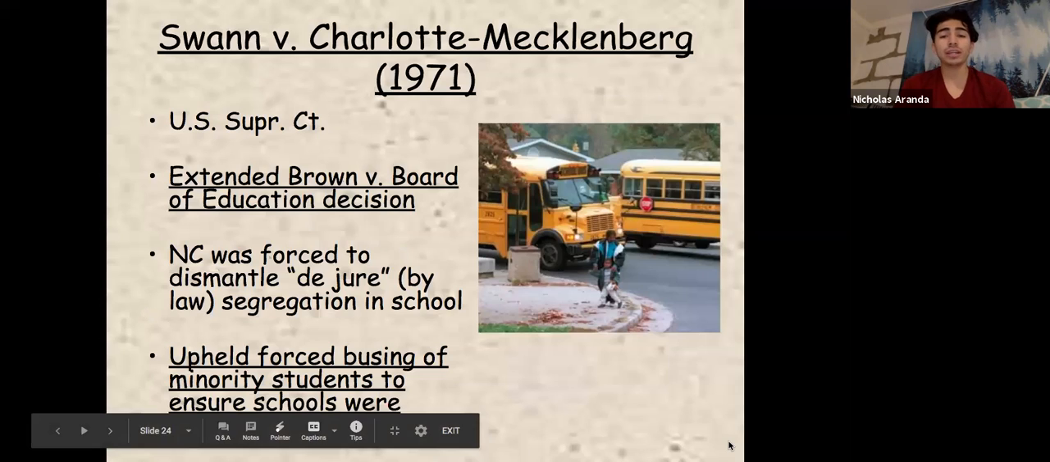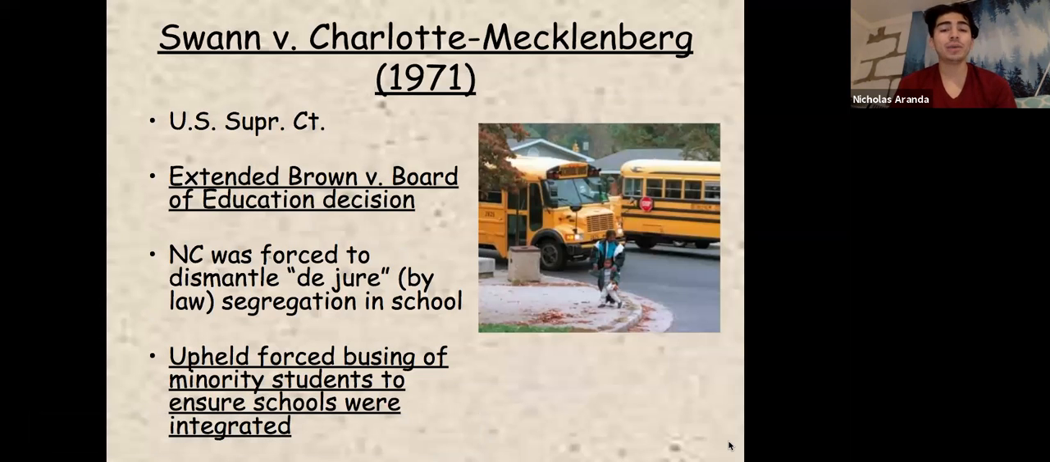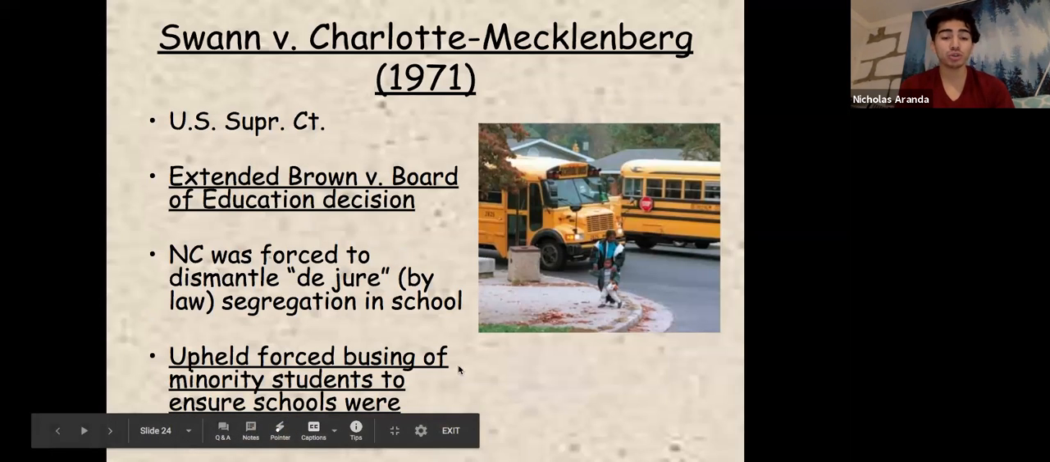Swann versus Charlotte-Mecklenburg is a U.S. Supreme Court case from 1971 that extended the Brown versus Board of Education decision. North Carolina was forced to dismantle its de jure, or by law, segregation in schools, and the Court upheld that the forced busing of minority students to ensure schools were integrated was constitutional.